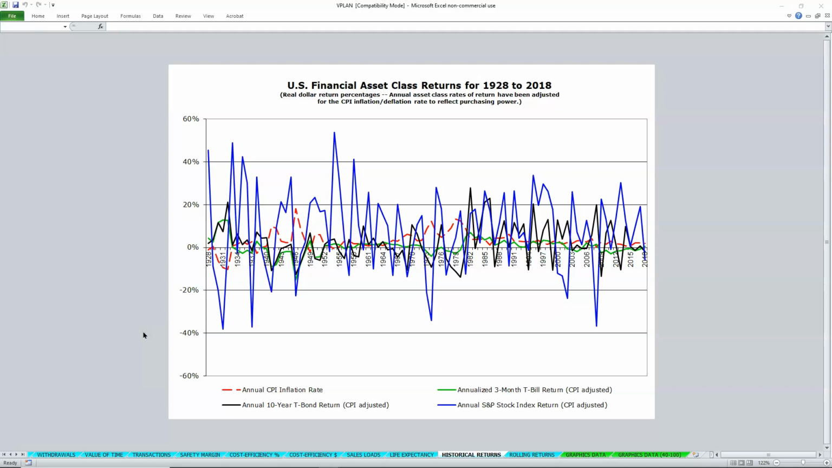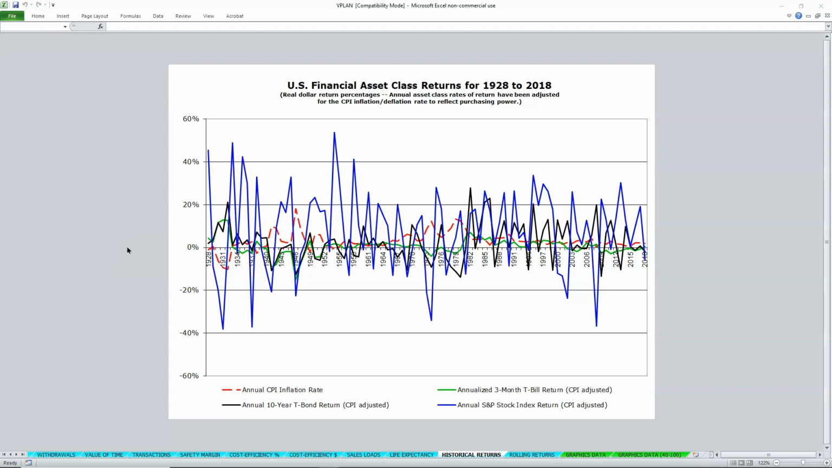VeriPlan uses real constant purchasing power dollars with inflation removed to generate projections. Therefore, the annual cash, bond, and stock returns on this graph have already been adjusted for the CPI inflation rate. The solid green line is the annual return on cash based on the historical 3-month U.S. Treasury bill return. Notice that this green annual cash line tends to stay very close to the horizontal 0% axis.